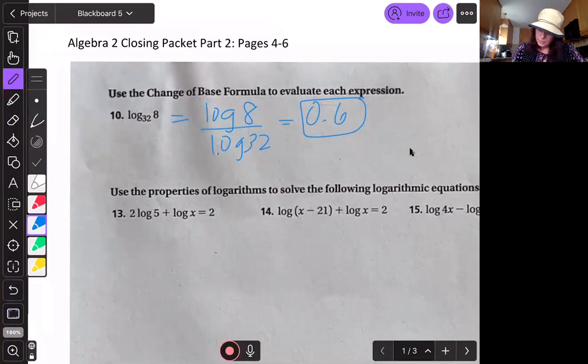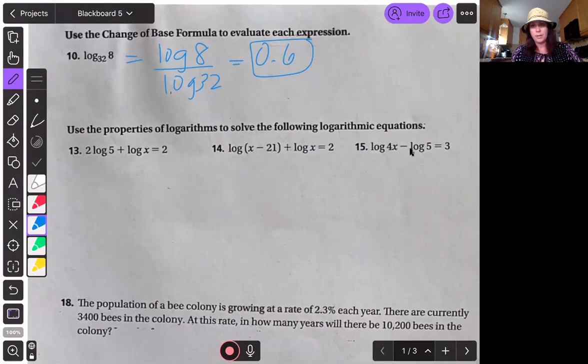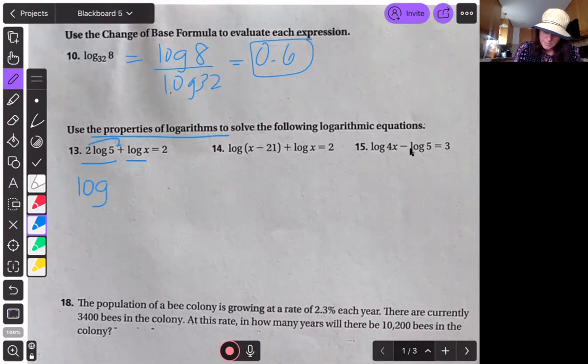Okay, so for these next 3 problems, these ones are tough. Now we're going to be solving some log equations, and it's not always easy. The first thing we need to do is get our logs together into one single log. So we're going to use the properties of logs to solve these equations. The 2 is going to move up to here. This becomes log of 5 squared, which is 25, plus log x equals 2.